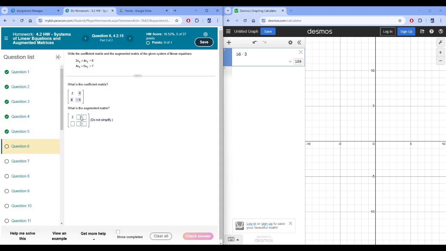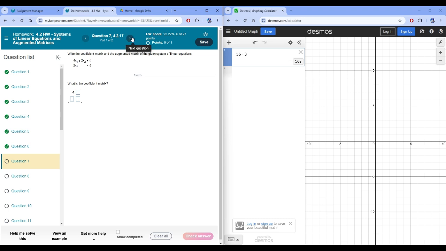What is the augmented matrix? So you're going to write the same exact thing. 2, 4, 4, -5. Over here is going to be a 6, and underneath is a 7. At least for this example. All right, what's the coefficient? Same exact question, guys. And then what's the augmented?